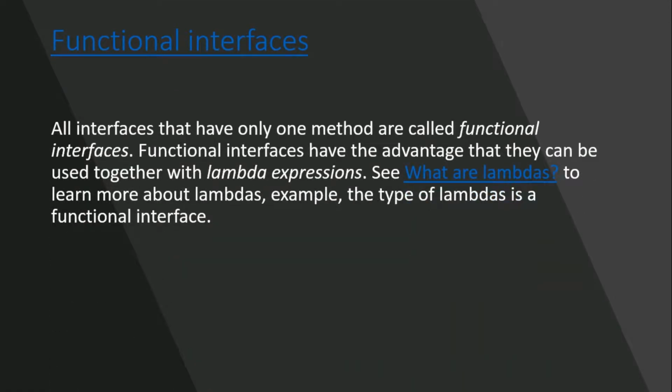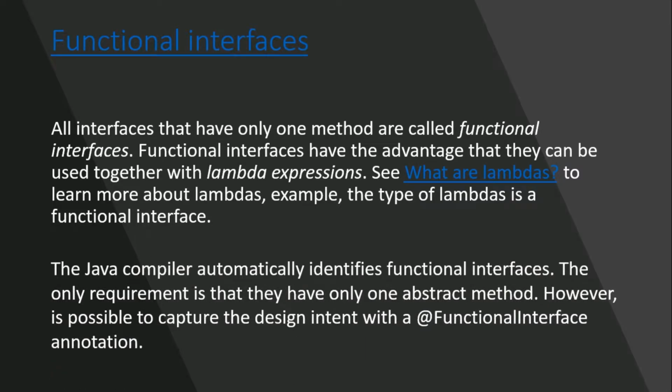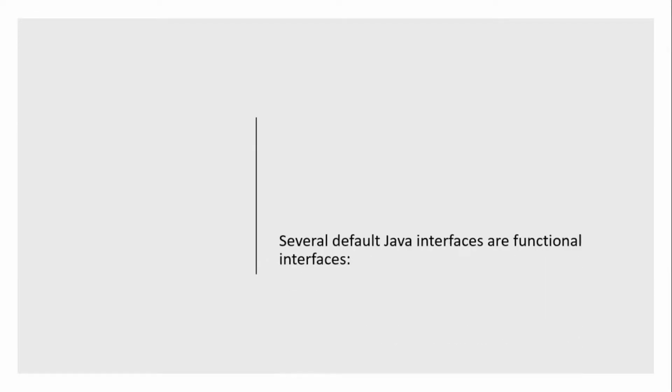Functional interfaces. All interfaces that have only one method are called functional interfaces. Functional interfaces have the advantage that they can be used together with lambda expressions. See what are lambdas to learn more about lambdas. The type of lambdas is a functional interface. The Java compiler automatically identifies functional interfaces. The only requirement is that they have only one abstract method. However, it is possible to capture the design intent with a @FunctionalInterface annotation.